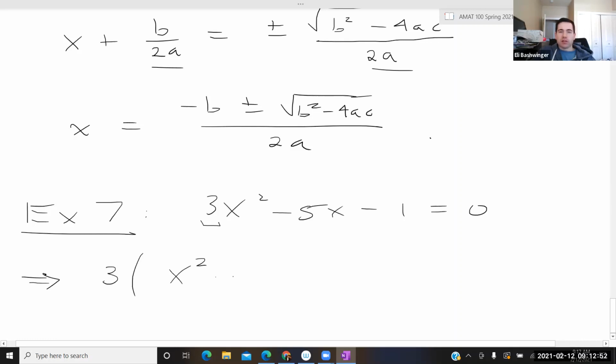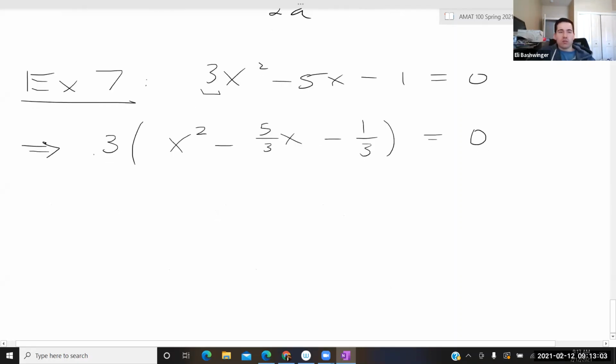So you get 3x minus 5 over 3x minus 1/3. You can factor it out, you can divide both sides. I guess it doesn't matter a whole lot. And now I can do completing the square on this. The equation's set up to do that.